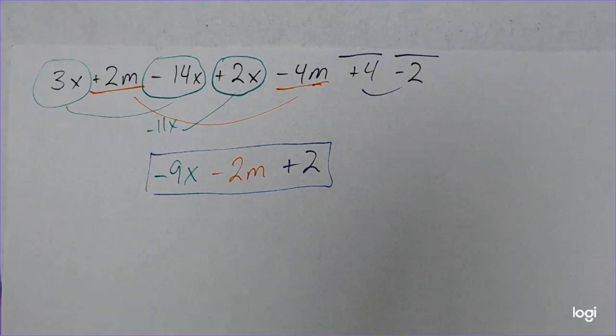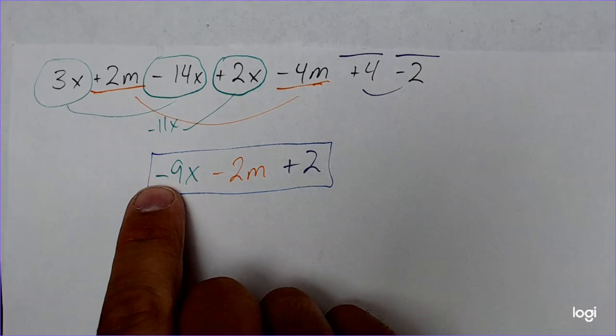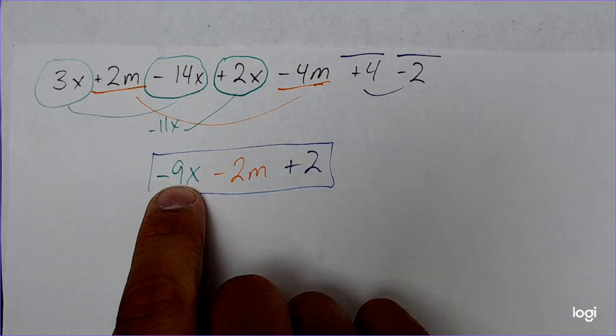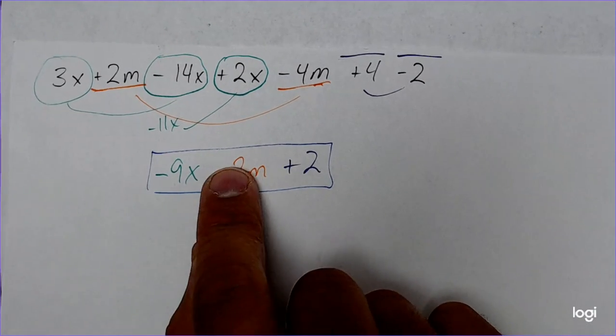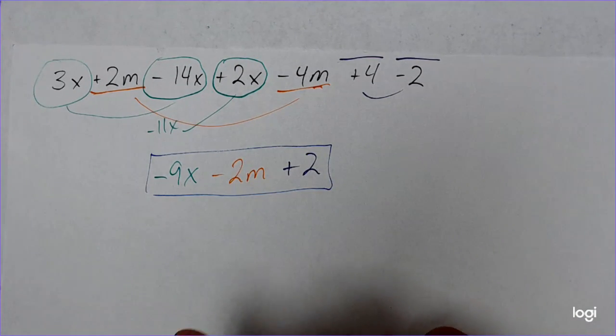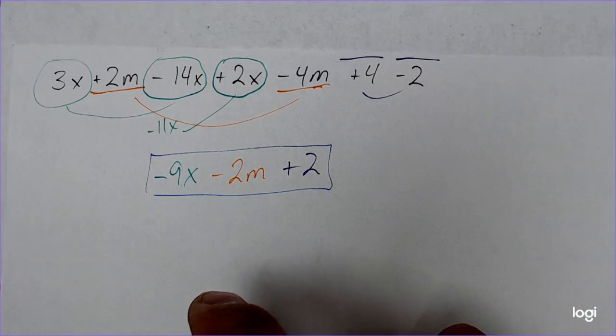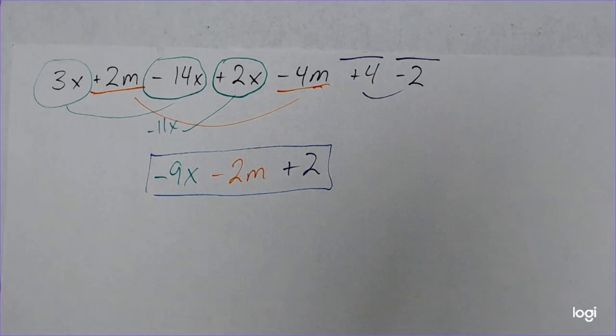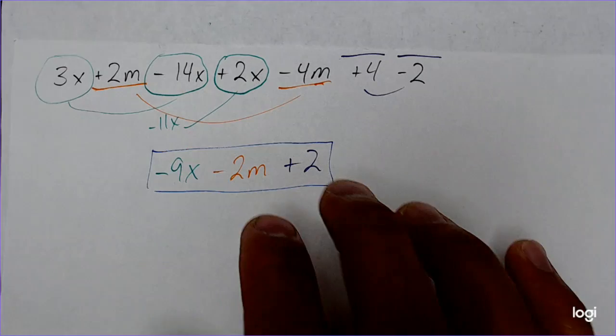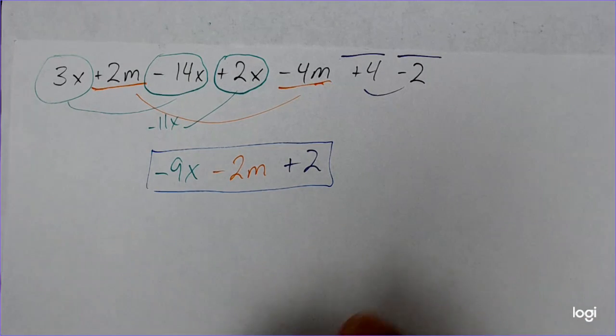And now, when you're writing these or grading them, sometimes the book might have it in a different order. They might have written negative 2m minus 9x plus 2, but as long as the symbol in front of your term, the coefficient, and the letter all match, they can be in whatever order you want. It could have been positive 2 minus 2m minus 9x, right? So when you're grading, make sure you have the right terms, and it's okay if they're in different orders.